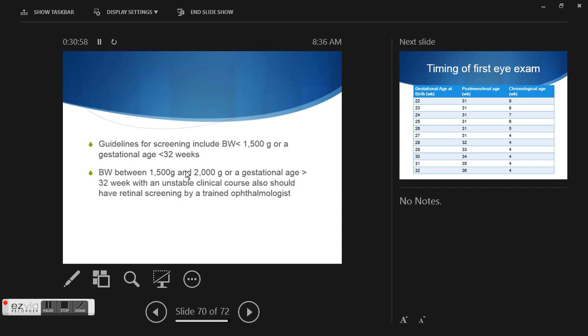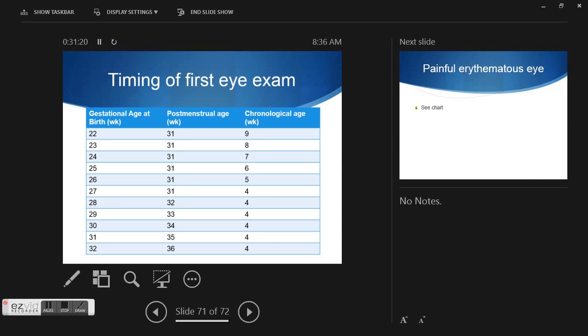Guidelines for screening. This is what we do need to know. It is a birth weight less than 1,500 grams or a gestational age less than 32 weeks. But also, you would consider screening if the birth weight is between 1,500 to 2,000 grams or a gestational age greater than 32 weeks with an unstable course. And obviously, the screening is done by a trained pediatric ophthalmologist.